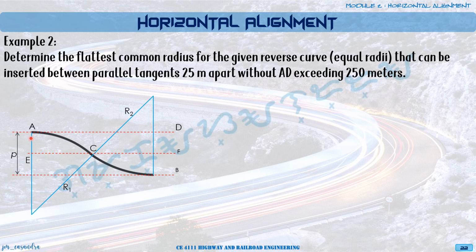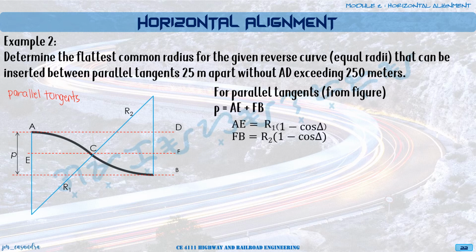So basically, if our tangents are parallel, our radii will also be parallel. Okay, so what's the distance between the two radii? It will be 250. Okay, so this is a reverse curve with parallel tangents. So for this kind of curve, our analysis from the figure is as follows.